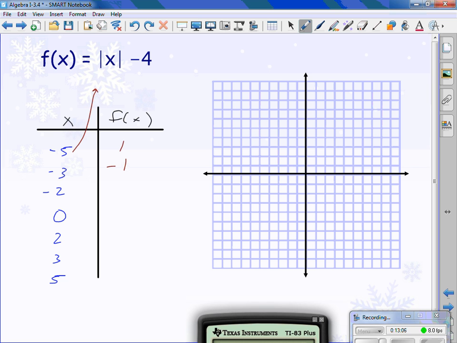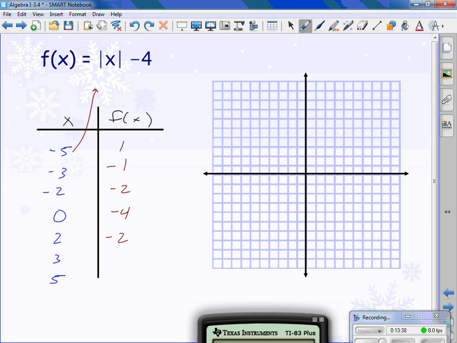What's the absolute value of negative 2? 2. What's 2 minus 4? Negative 2. Absolute value of 0? 0. 0 minus 4? Negative 4. Absolute value of 2? 2. 2 minus 4 is negative 2.